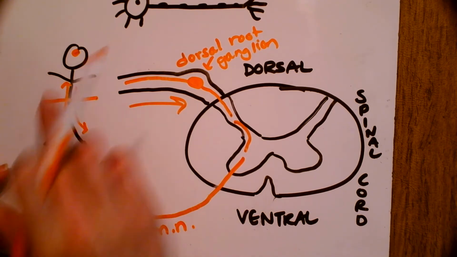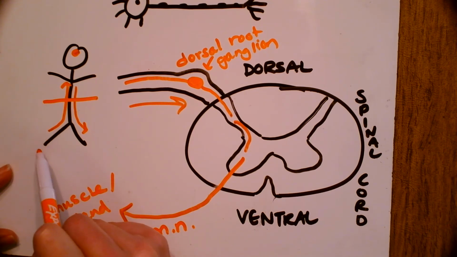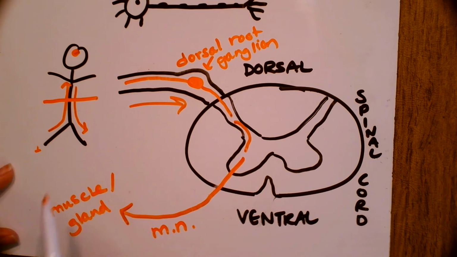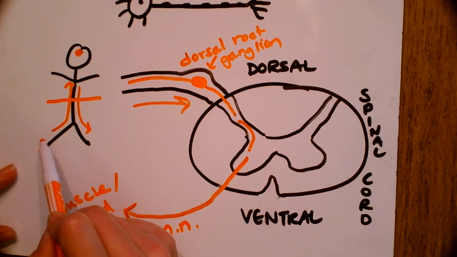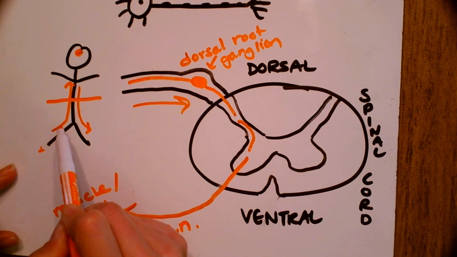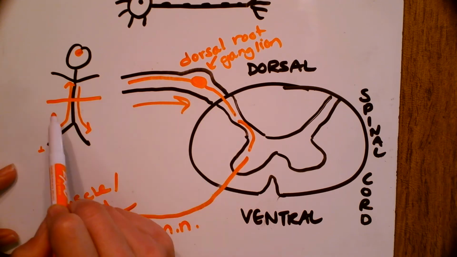So what should happen here is that you say you step on a tack, or you step on something sharp. There's my little tack. It's going to send a sensory impulse through a sensory neuron. It's going to enter your spinal cord.